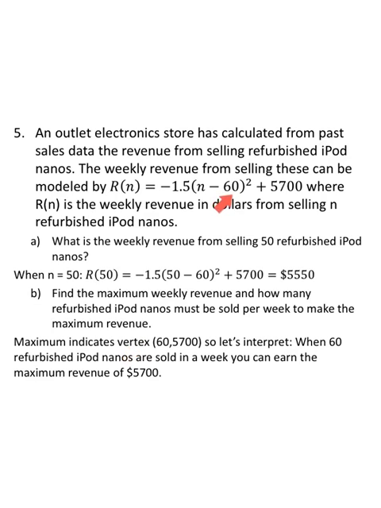What are we subtracting from the variable? We're subtracting 60. The number on the outside, the 5,700, is the y value of the vertex. So what does this mean? When we sell 60 iPod Nanos, refurbished of course, you'll earn a weekly revenue, a maximum revenue, of $5,700. So part B is just a fancy way of saying, hey, what's the vertex? And what does it mean in this situation? So if you can find the vertex maximum, make sure you use the information from what each variable means in order to put it together.